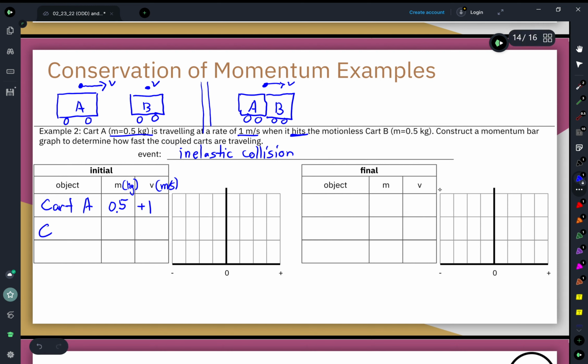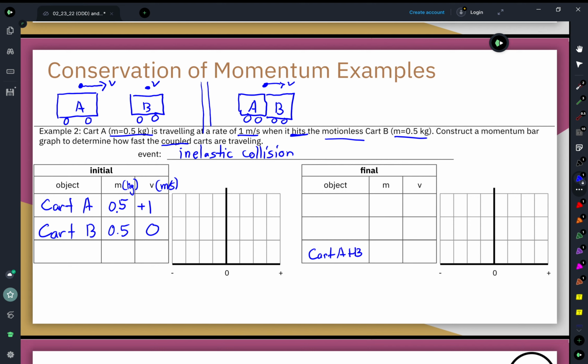Cart B is the other object that we are starting with. Cart B also has that mass of 0.5 kilograms, but it is motionless. If it is motionless, we're saying that it has an initial velocity of 0. At the end, we know that these two things become coupled together. So I no longer have cart A or cart B. Instead, I have a different object. Cart A and B combined.